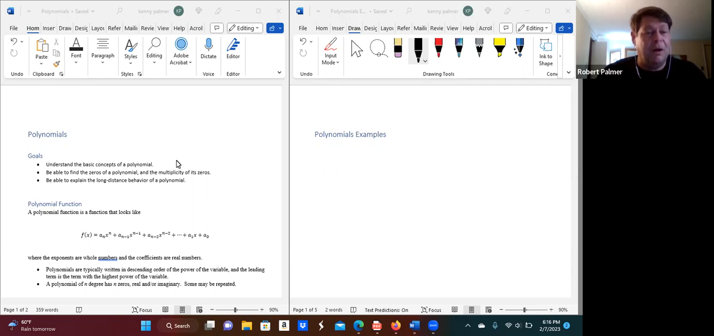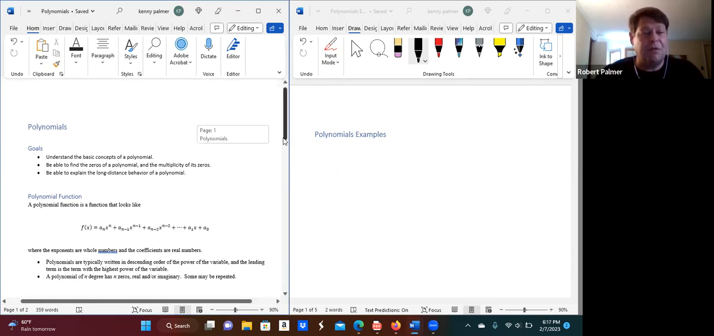So right now, we're going to talk about polynomials. We'll learn what they are, basically understand the concepts of a polynomial, and some things about them. Be able to find the zeros of a polynomial, also what's called the multiplicity of the zeros. We'll explain that. And also be able to explain the long distance behavior of a polynomial when you're far from zero.